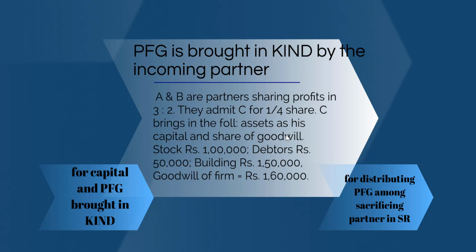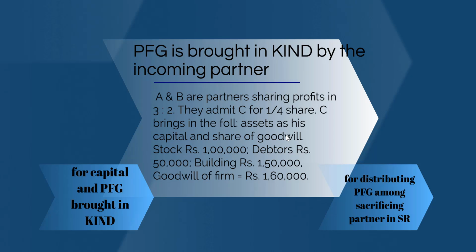Now C has brought in assets for his capital and his share of goodwill. The total assets which is brought in by C is rupees 1 lakh stock plus rupees 50,000 debtors plus rupees 1 lakh 50,000 building, totaling rupees 3 lakh. Now they haven't said the amount of capital which is brought in, but we know that C's share of goodwill is 1 lakh 60,000 multiplied by his share 1 by 4, which comes up to rupees 40,000. So the difference we will consider as C's capital.